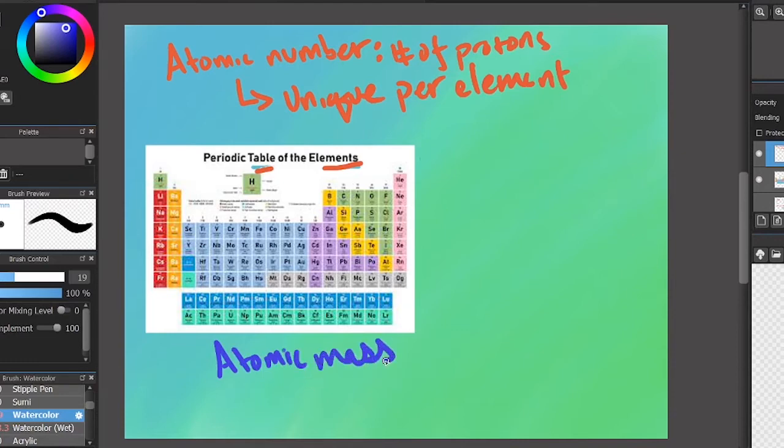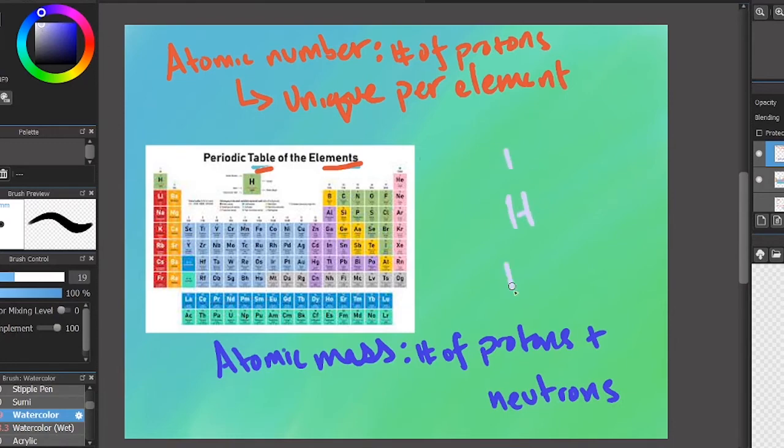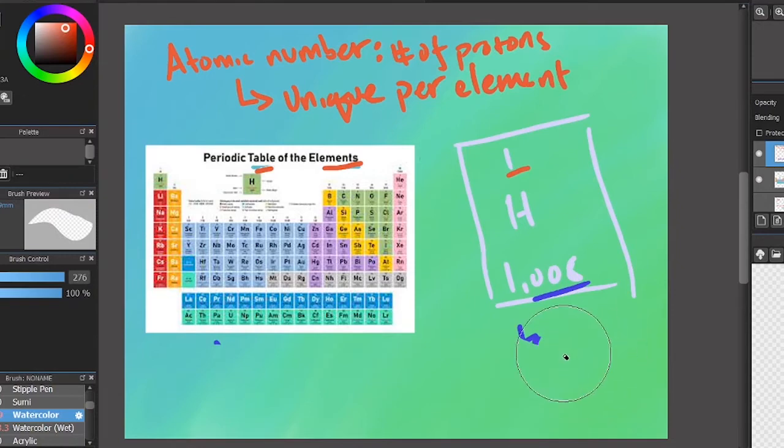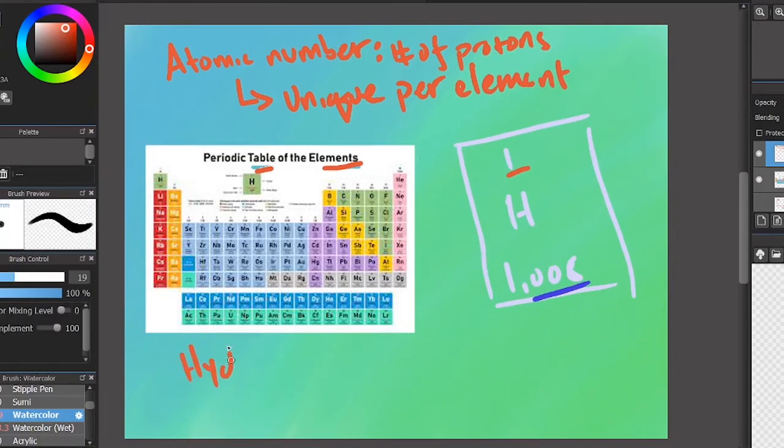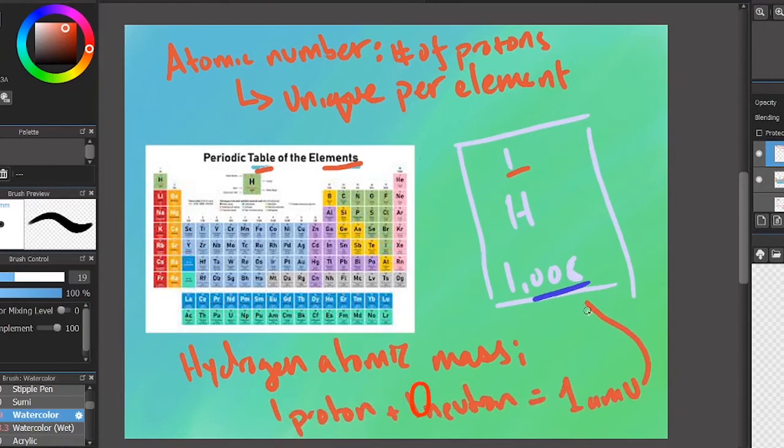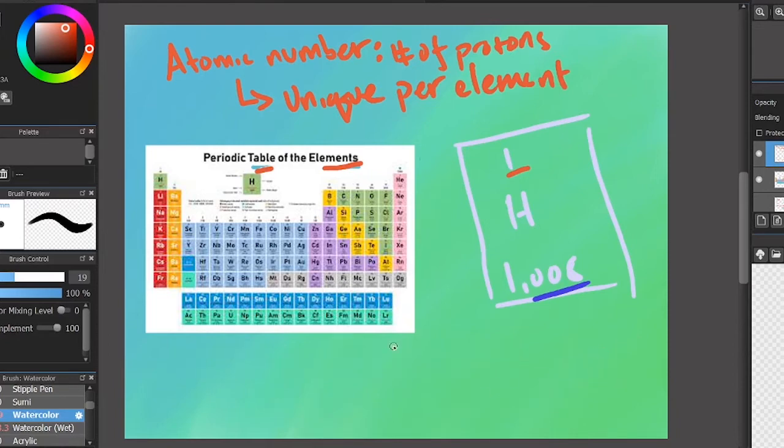Another property of elements, which is displayed in the periodic table, is their atomic mass. Down here, you can see the atomic mass of hydrogen. The atomic mass is just using the mass of neutrons and protons. Since they both have a mass of 1 AMU, we can essentially use the atomic mass as the number of protons and neutrons in that atom. In the case of hydrogen, we just have one proton, and we have no neutrons in hydrogen. That's why its atomic mass is the same as its atomic number.